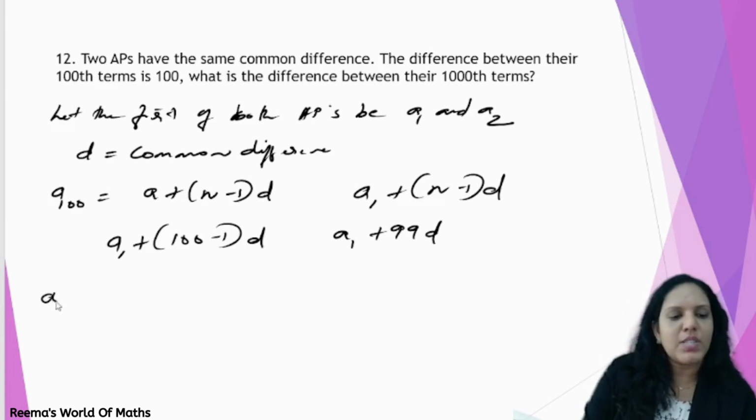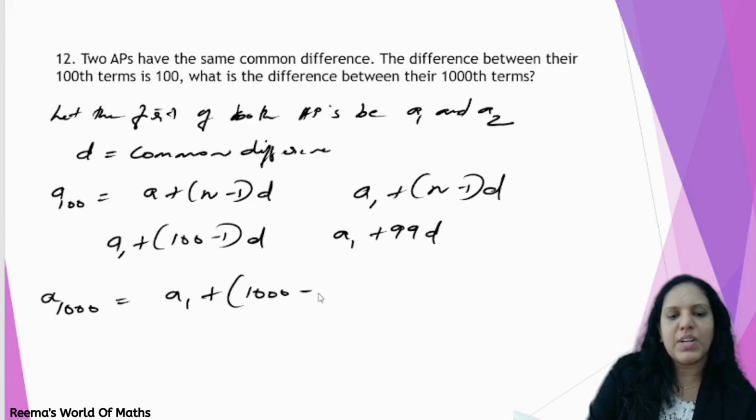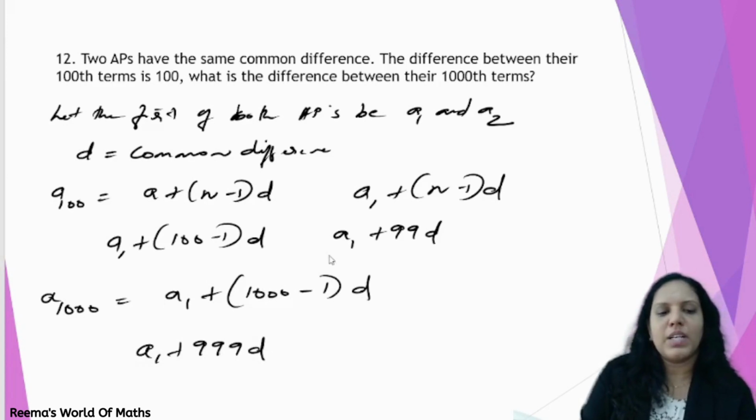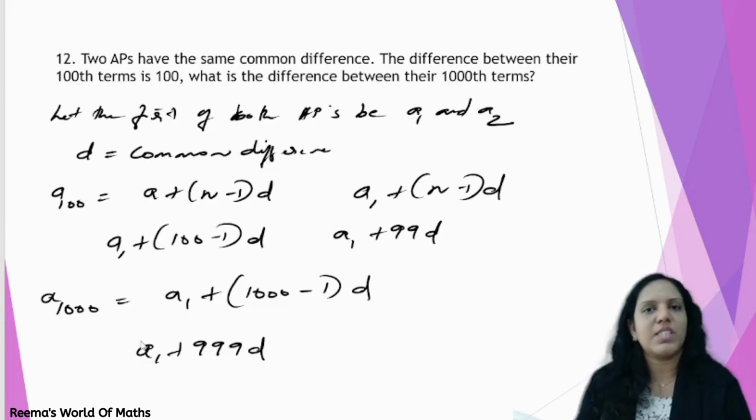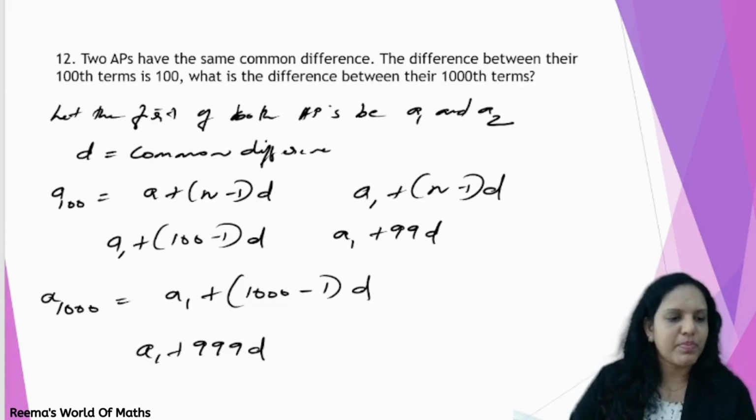Let's see the 1000th term of the first AP, which is A1000. So that will be A1 plus, n is 1000, minus 1 into D. So that will be A1 plus 999D. So we got the 100th term and 1000th term in the first AP itself. Let's find the 100th term and 1000th term in the second AP.